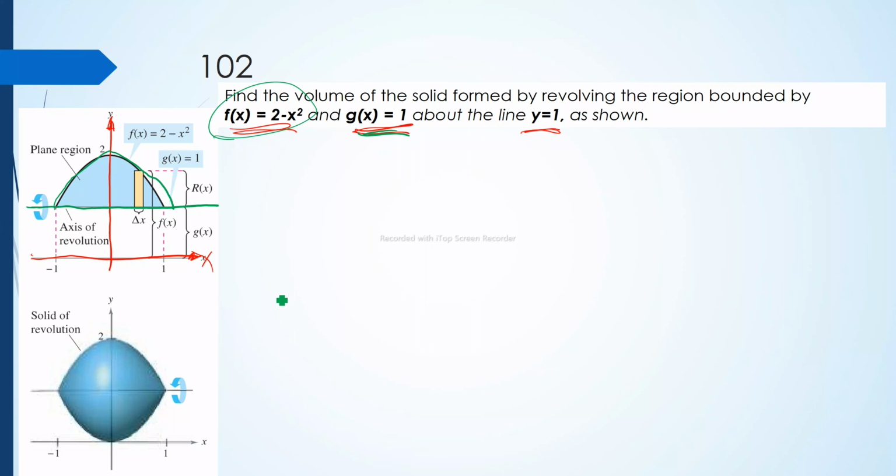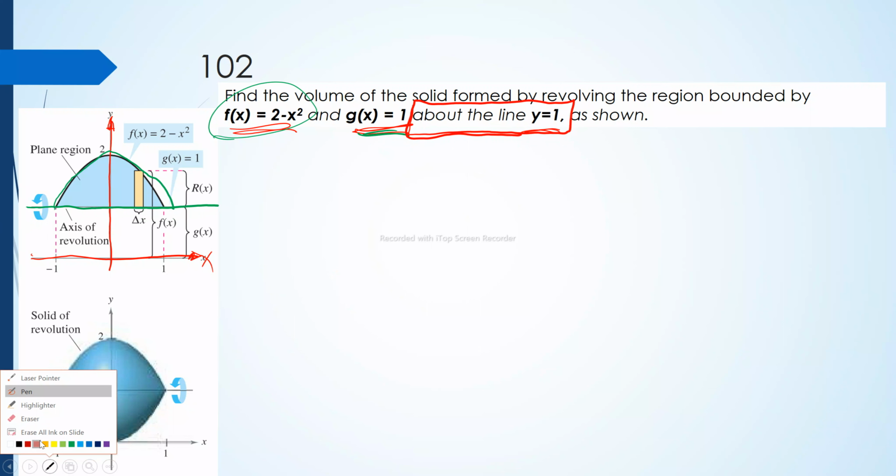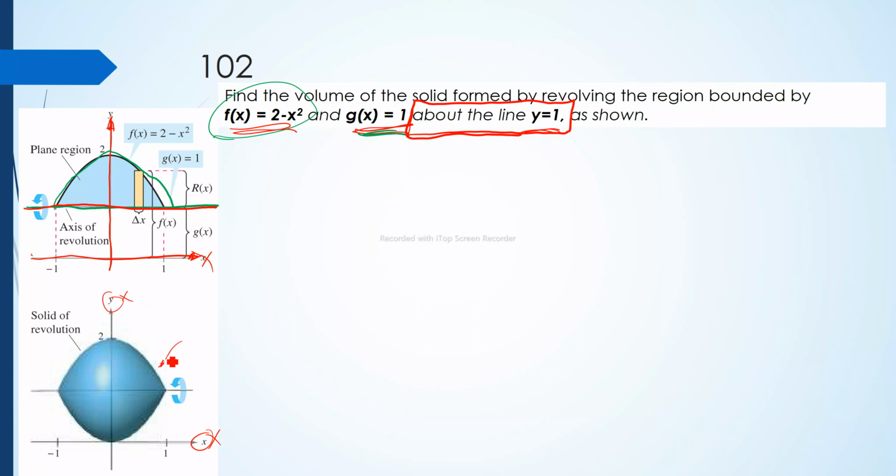Now, how are we going to determine the axis of revolution? Here, the axis of revolution is about the line y is equal to 1. So our axis of revolution is not the x-axis, not the y-axis, but this line here. So where is it? We have this region here that is formed.